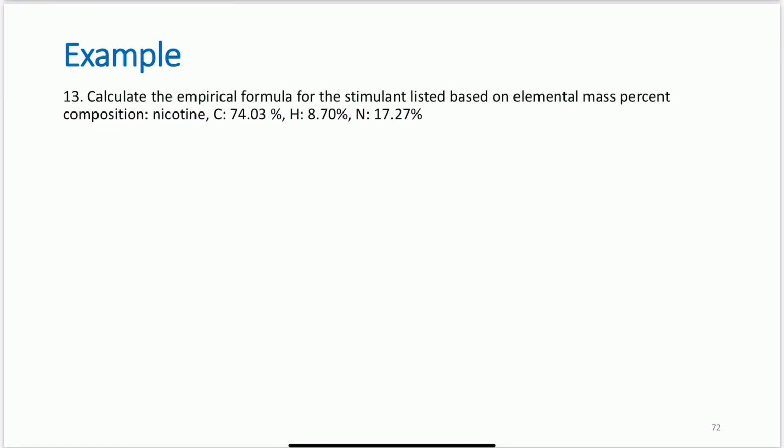Next, find the empirical formula for the stimulant nicotine based on the elemental mass percent composition. Carbon has 74.03% composition in the sample. Hydrogen is 8.70% and nitrogen is 17.27%. So again, we are going to assume a 100 gram sample.